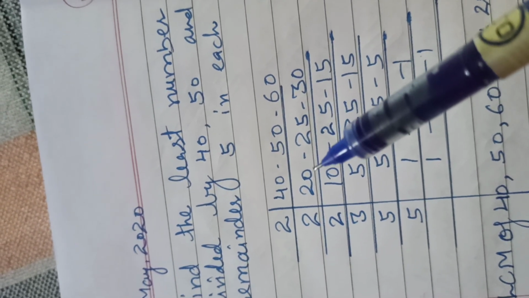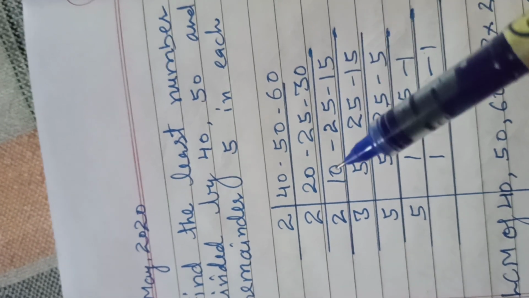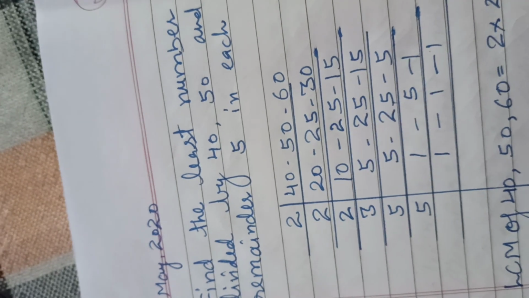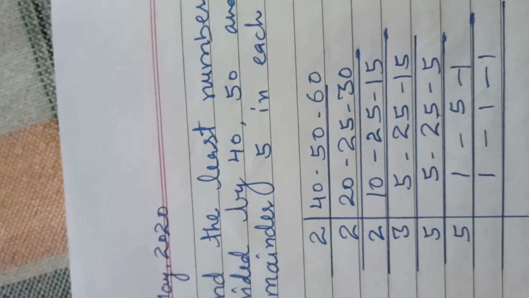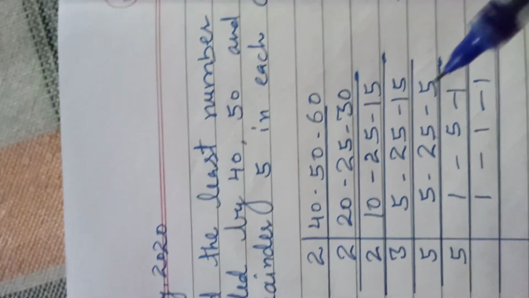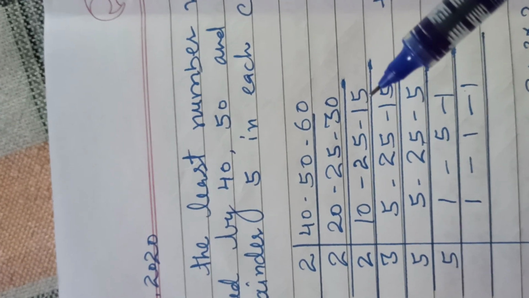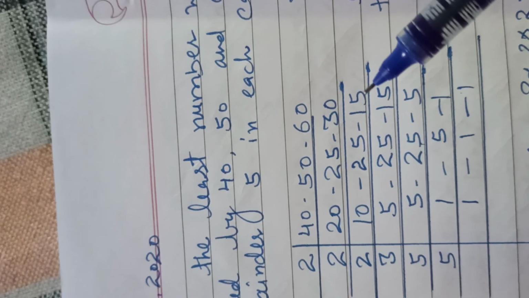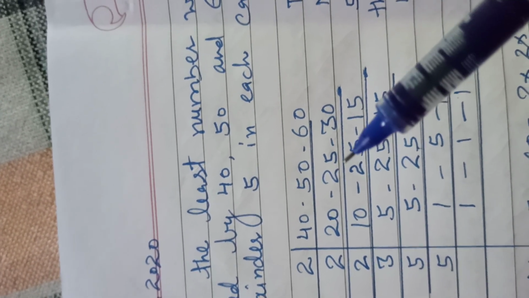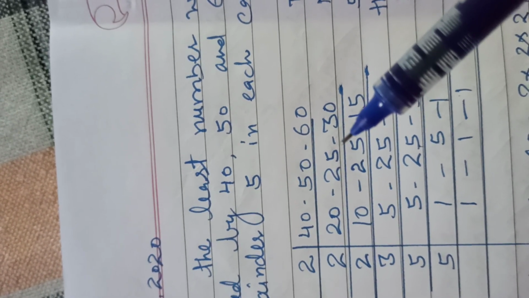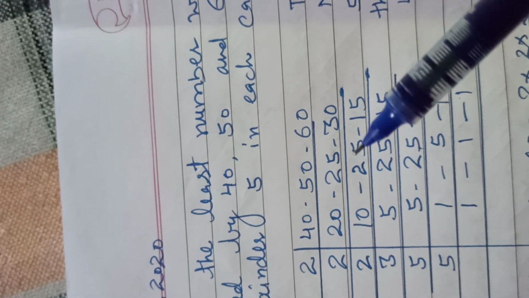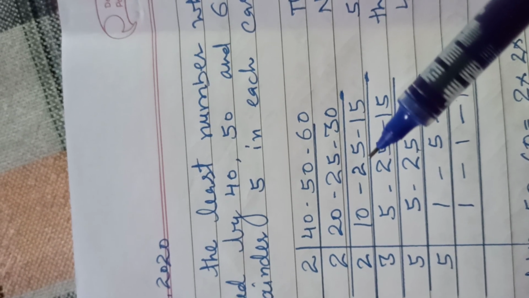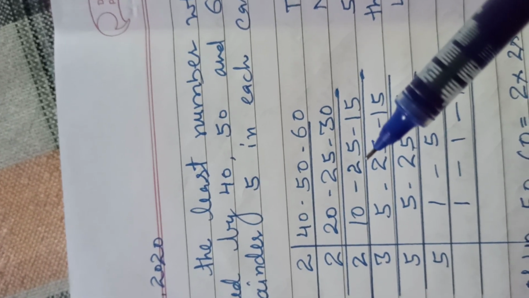Again I have 20 and 30 here. So I will divide with the help of 2 again. 2 10s are 20 and 25 I will take as it is, and 2 15s are 30, right? Because 25 is not divisible by 2, write it as it is, because we cannot divide 25 by 2.